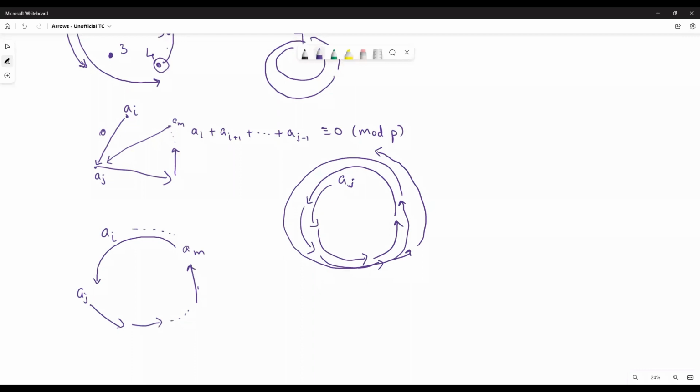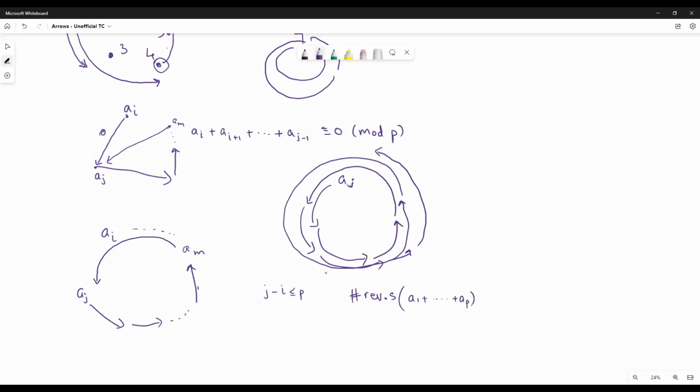Now that inequality which I was just talking about, that j minus i less than or equal to p, will come into the picture. We want to show that there are at most p minus 1 revolutions of this circle, because if there are p, then that sum. So what's the sum of all these numbers? The number of revolutions times a1 plus so on till ap.